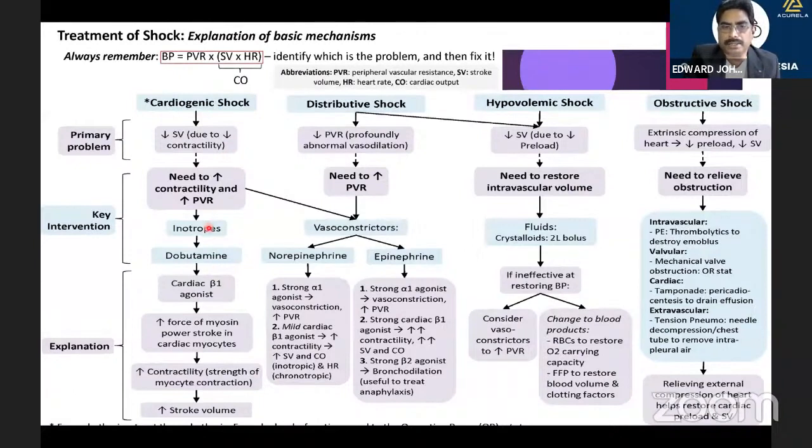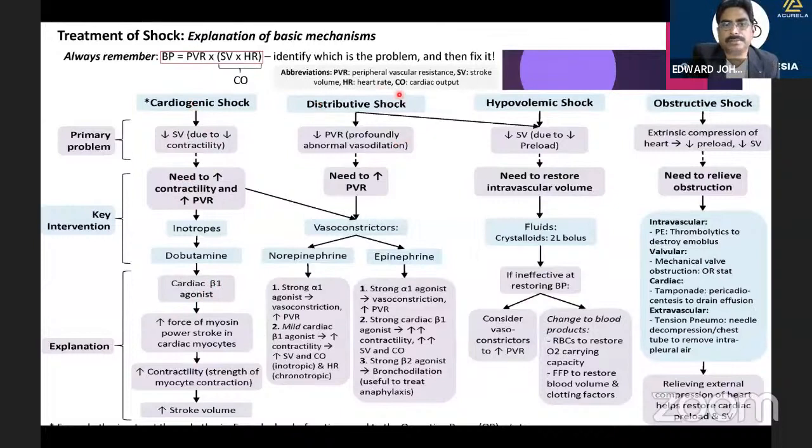Then you have to give a drug that causes vasodilatation, because your cardiac output can be increased only when the systemic vascular resistance is decreased, because blood pressure is cardiac output into your systemic vascular resistance. So to increase the cardiac output, you have to reduce the systemic vascular resistance. So the drug you have to use is inodilators. That means it causes effective contraction of the heart and at the same time causes vasodilatation, thereby reducing the afterload. So inodilator is the drug of choice for cardiogenic shock.